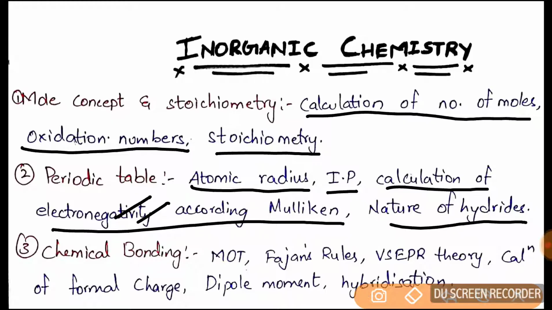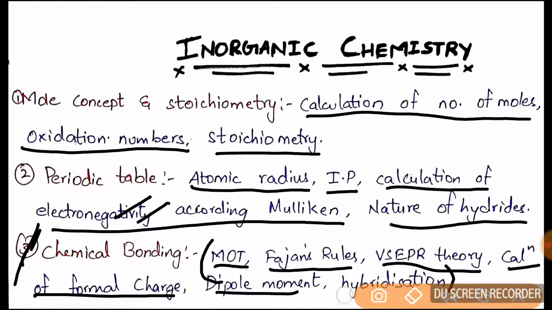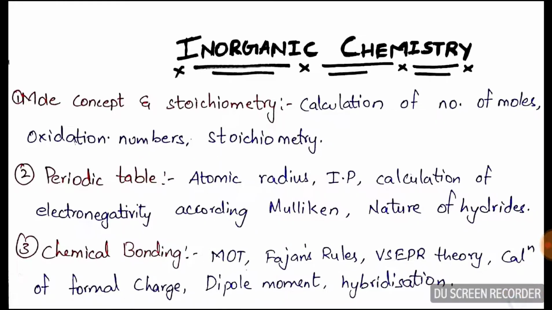And here comes the very important topic, that is chemical bonding. So from chemical bonding, all these areas are very important. You can expect a definite question from molecular orbital theory or Fajan's rules or VSEPR theory, calculation of formal charge, dipole moment, and hybridization. All these areas are very important. If not for NTPC, these are very important for any other entrance exams. And I'll just roll it down.